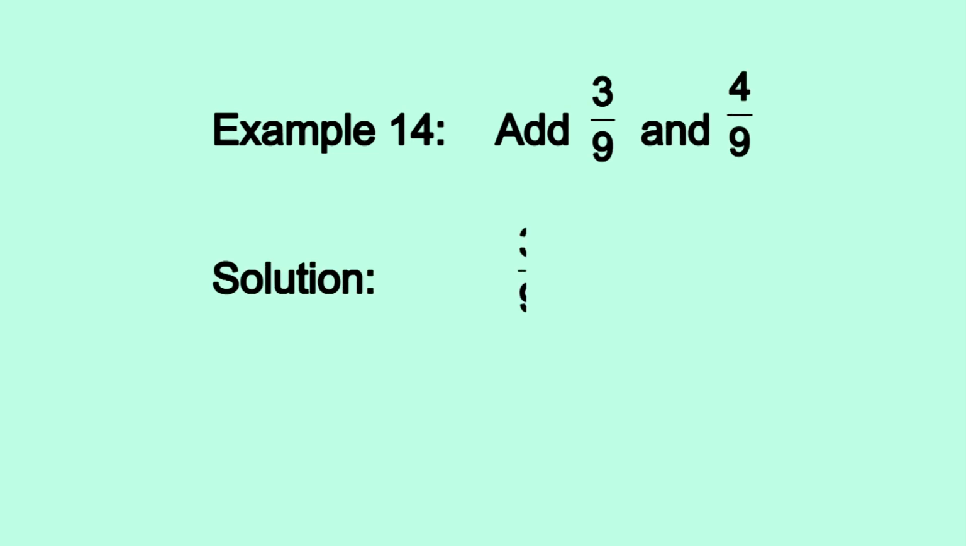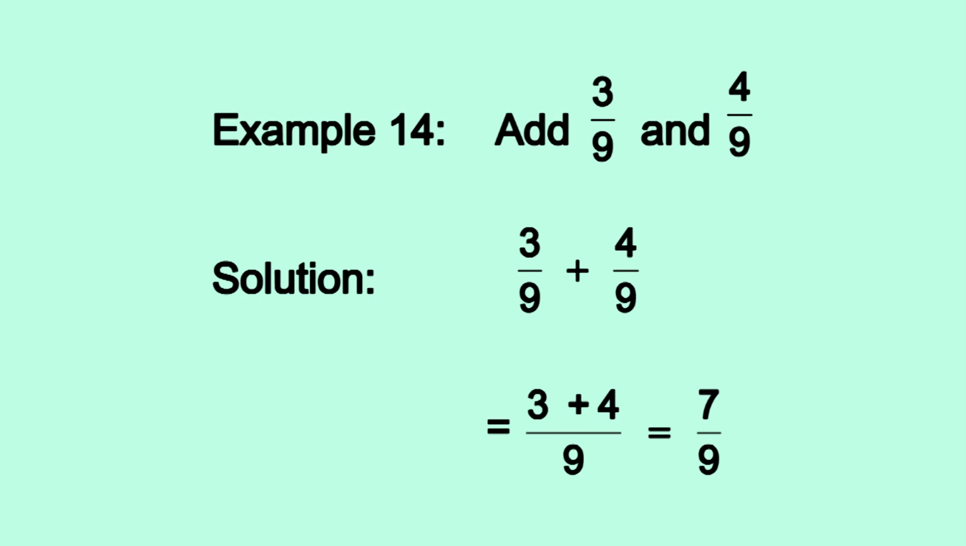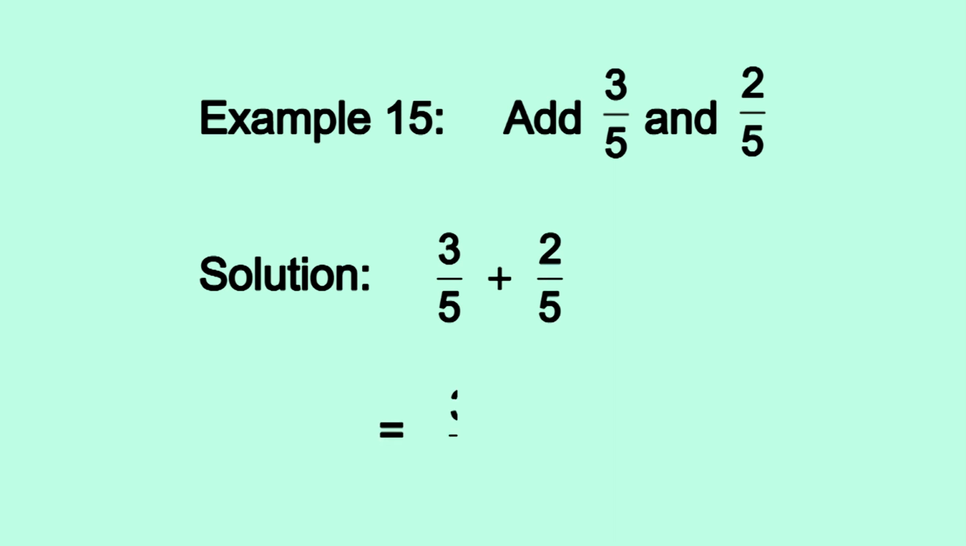Example 14. Add 3 by 9 and 4 by 9. Solution. 3 by 9 plus 4 by 9 is equal to 3 plus 4 by 9 is equal to 7 by 9. Example 15. Add 3 by 5 and 2 by 5. Solution. 3 by 5 plus 2 by 5 is equal to 3 plus 2 by 5 is equal to 5 by 5 is equal to 1.